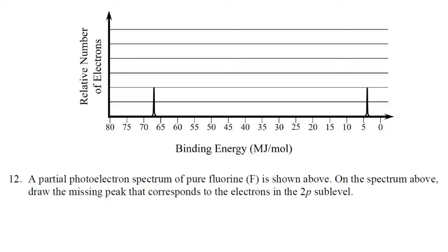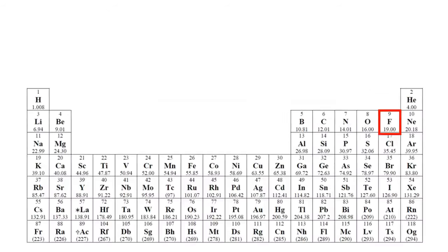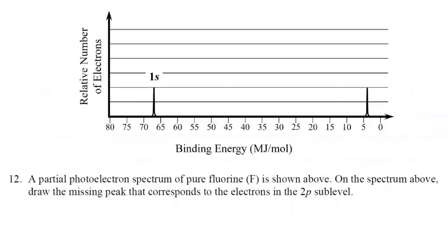All right, this is number 12. This time, we are not given the complete photoelectron spectrum of an element. We're given a partial photoelectron spectrum. Now, we know this is fluorine, but it says draw the missing peak that corresponds to the electrons in the 2p sublevel. So fluorine has a total of 9 electrons, 1s2, 2s2, and 2p5. On the partial PES diagram, we have the 1s2, the 2s2, but we have to draw the 2p5 peak.